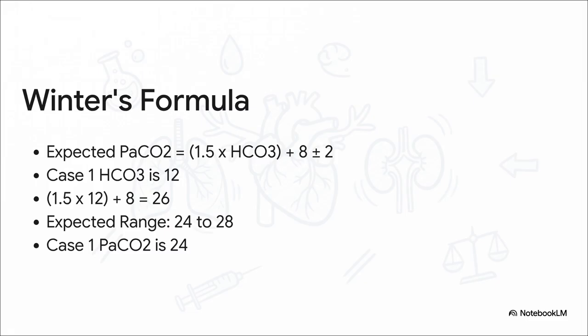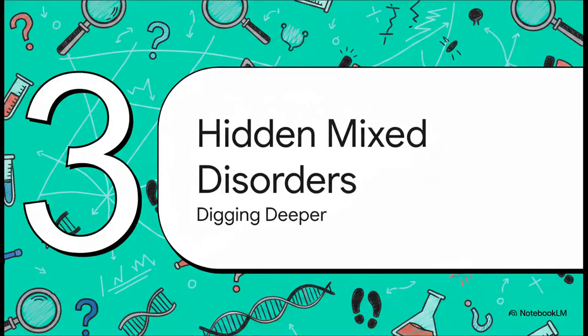Now, if we quickly think back to case 2, the 74-year-old woman with severe diarrhea, her gap calculated to just 10. That shows us a normal, non-anion gap metabolic acidosis simply from bicarb being lost to severe gastroenteritis. Moving right along to section 3, uncovering hidden mixed disorders, digging deeper. Clinical presentations aren't always what they seem on the surface, so let's escalate our detective work to uncover hidden complications that a standard glance would completely miss.